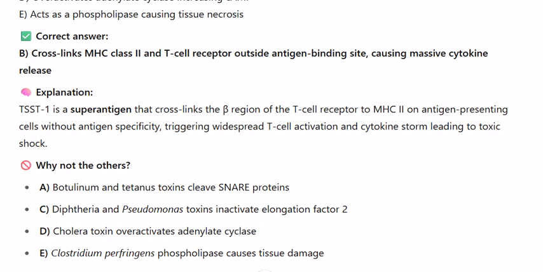Why not the others? A. Botulinum and tetanus toxins cleave SNARE proteins. C. Diphtheria and Pseudomonas toxins inactivate elongation factor 2. D. Cholera toxin overactivates adenylate cyclase. E. Clostridium perfringens phospholipase causes tissue damage.